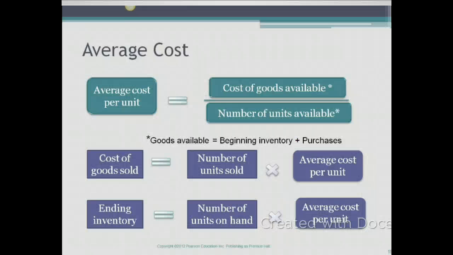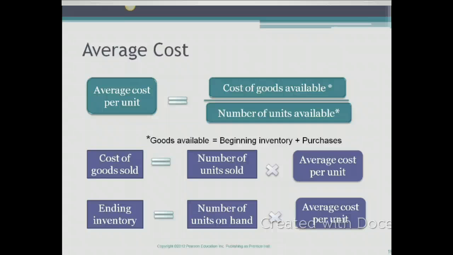So if you want to take a look at the formulas that we use to calculate your average cost, the slide shows all the formulas. So the average cost per unit is equal to cost of goods available. We calculate cost of goods available as the beginning inventory plus the purchases during the period, and then we divide that by the number of units available. Again, the number of units available is the number of units in beginning inventory plus the number of units that we purchased during the period.